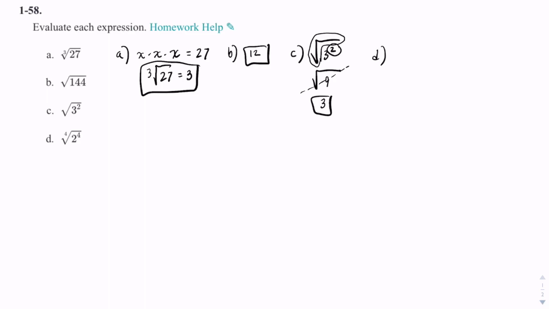Okay. And D is the fourth root of 2 to the fourth. And again, the fourth root here cancels out the fourth power and we're left with 2.